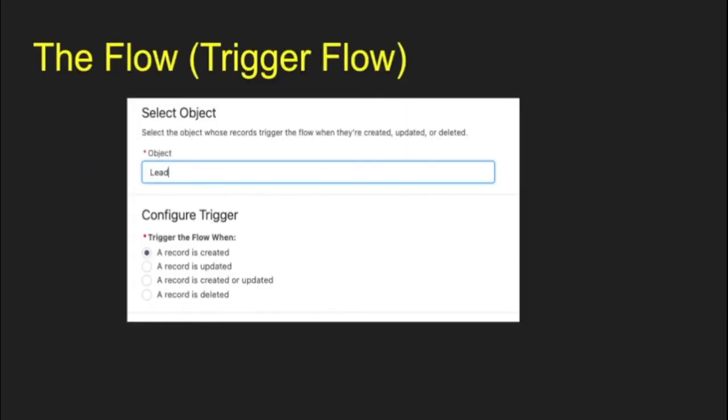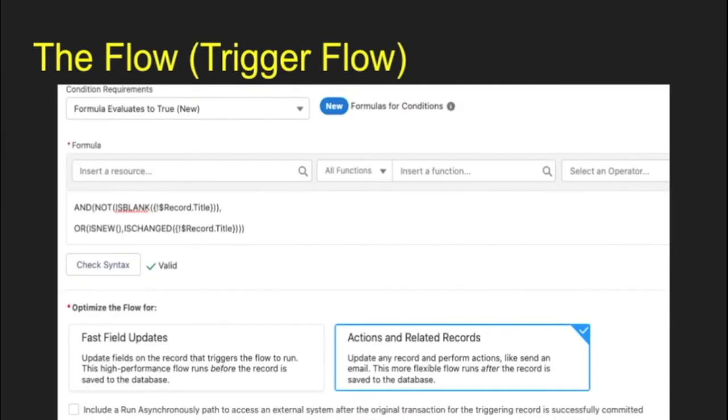Let's get back to the flow. Our flow can be a trigger flow on the lead object. I have selected run as records created, but we're going to do records created or updated. In here, we're going to create a formula field and make sure that the title is not blank, so that there's a title populated. We're going to fire this when the record is created or if that title is changed.